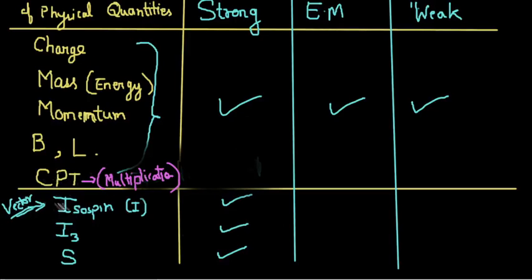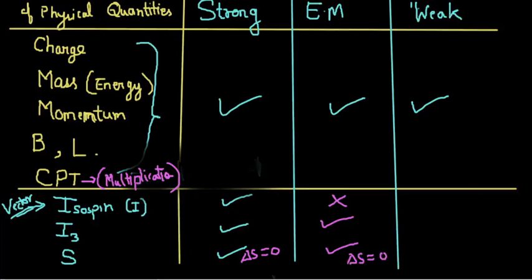So in strong interaction, isospin, the third component of isospin and strangeness, all three are conserved. But in EM, the vector isospin is not conserved, but the third component of isospin is conserved, and strangeness is also conserved. Strangeness conserved means delta S is 0.